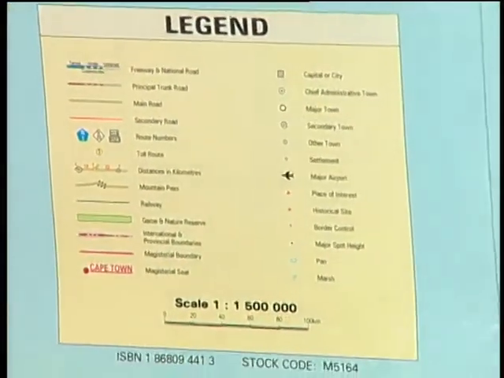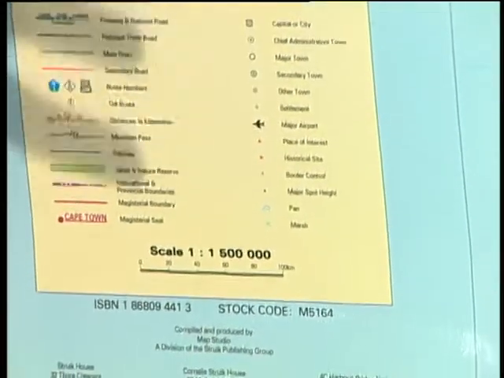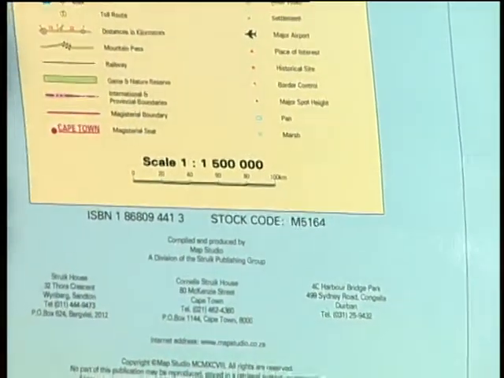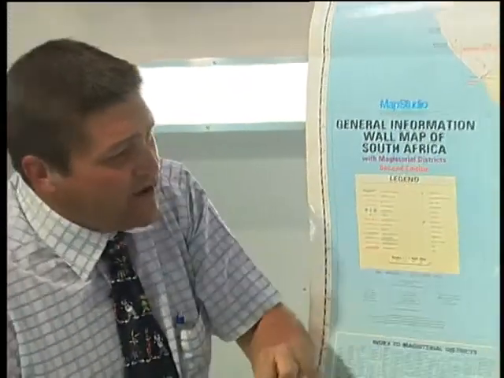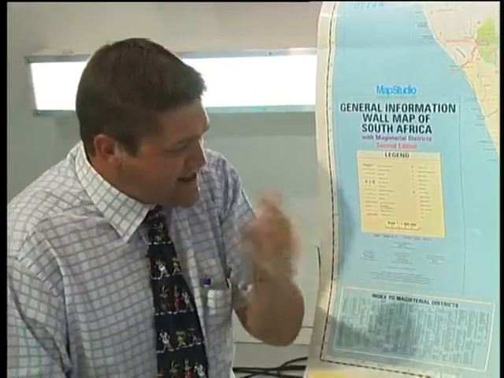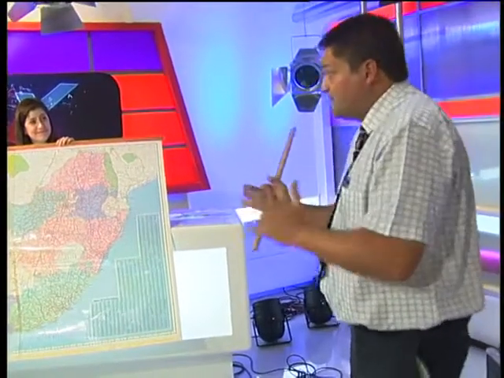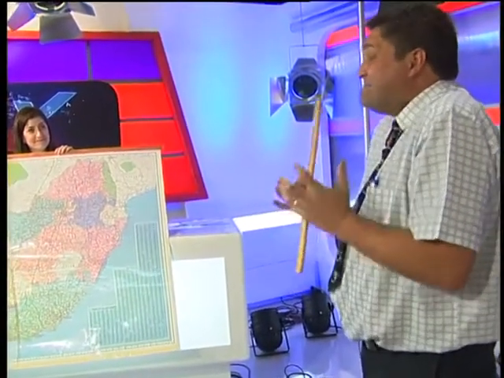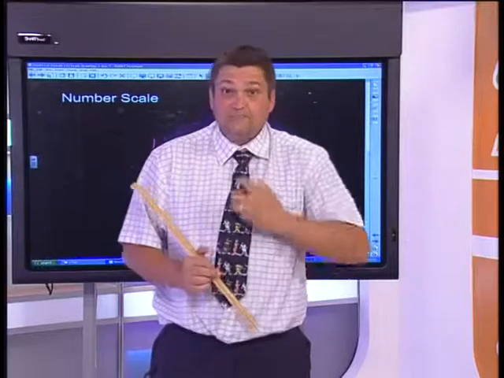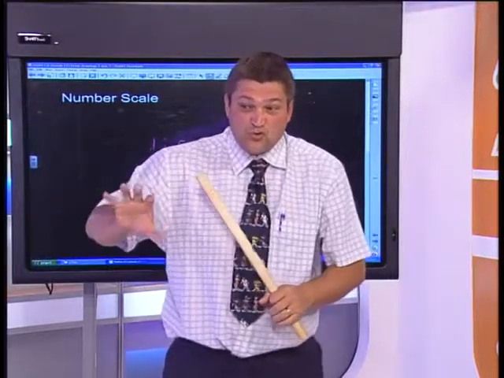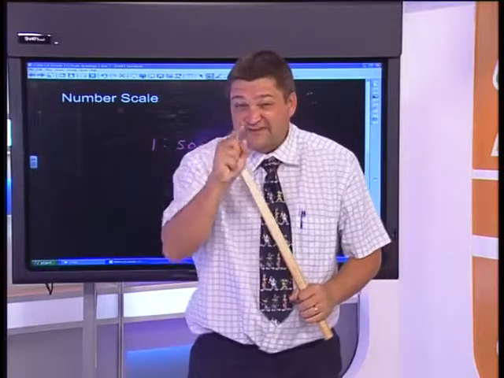1,500,000. In other words, the person who made this map has already made life so much easier for us, because they've told us that 1 centimeter on the map represents 1,500,000 centimeters in real life. What they're also telling us is that 1 meter on the map would represent 1,500,000 meters in real life. Do we understand that? So this map has really been made easy for us because they've given us the scale.